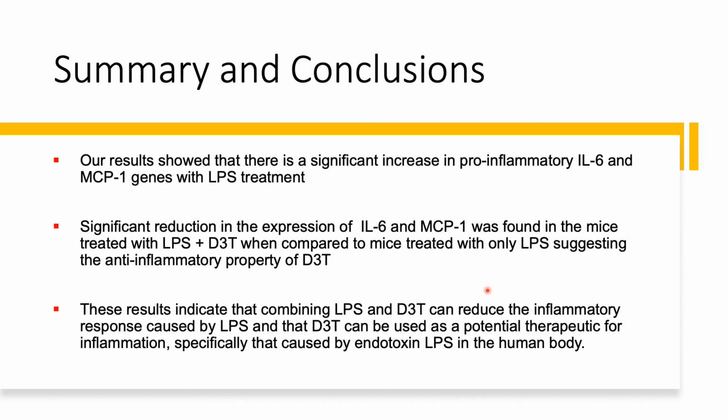And you could also see the amplification of the antioxidant gene with the administration of D3T in the GCLC mice. These results indicate that combining LPS and D3T can reduce the inflammatory response caused by LPS, and that D3T can be used as a potential therapeutic for inflammation, specifically that is caused by the endotoxin LPS in the human body.